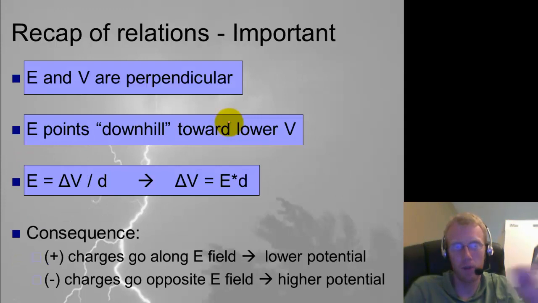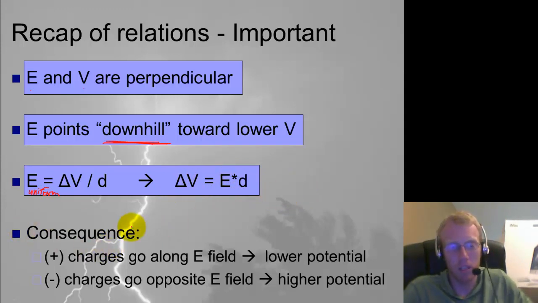Okay, so recap those 3 most important things. Number 1, the electric field and the equipotential contours are always perpendicular to each other. Number 2, the electric field points downhill, which means towards lower voltage. And for a uniform electric field, this is important, so add this to your formula sheet: E equals delta V over D, which therefore means that in a uniform field, the potential difference is the electric field times the distance.